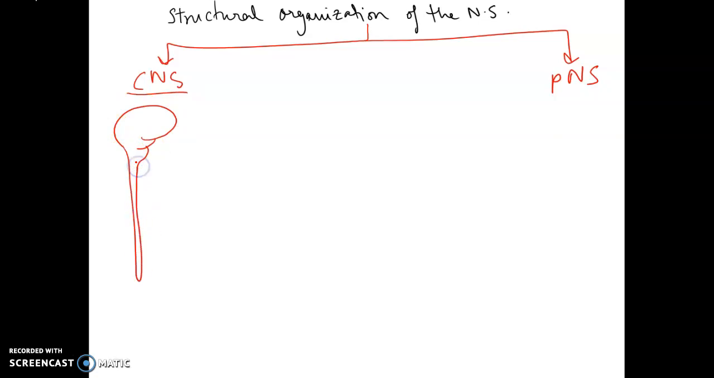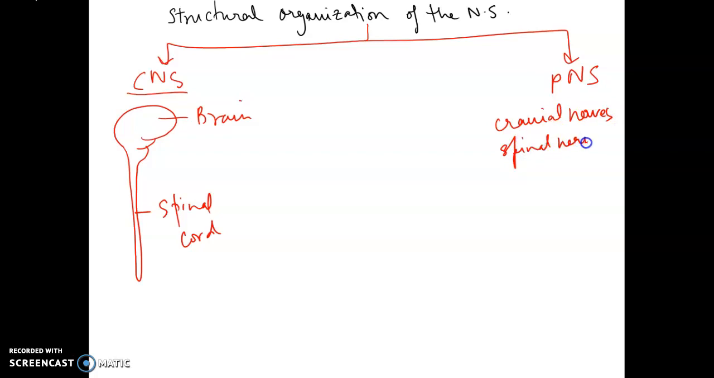It's made up of the brain and the spinal cord. The brain and the spinal cord make up the central nervous system. And the peripheral nervous system is made up of cranial nerves, spinal nerves, and their ganglia. Let's talk about this a little bit more.